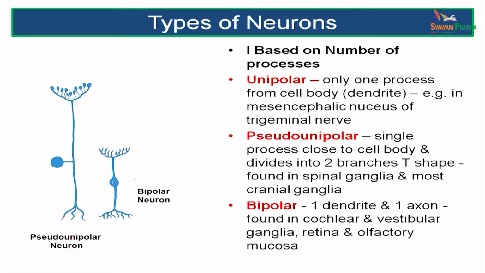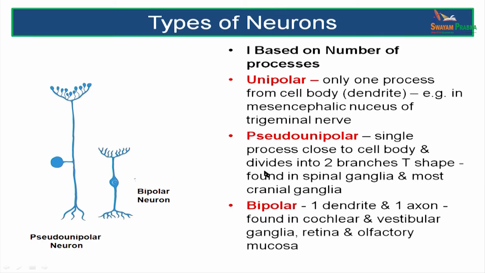Let's come to classification of neurons. What are the different types of neurons? There are various methods to classify neurons. The first method is by looking at the shape, or you can also look at the structure. You could also decide the function of a neuron. Let's look at the first method of classifying a neuron based on the number of processes. So there are pseudo-unipolar, bipolar and unipolar neurons.